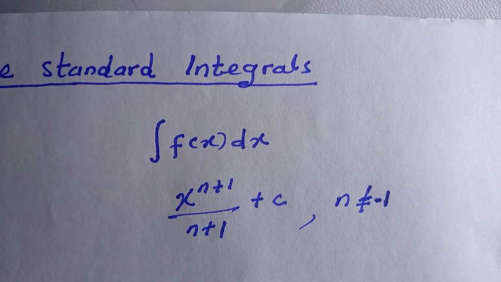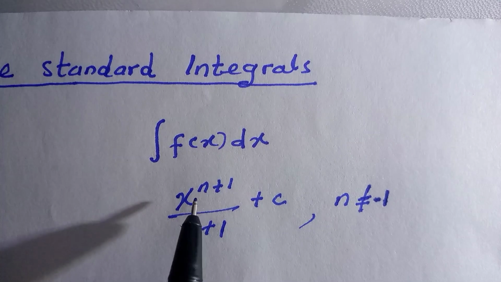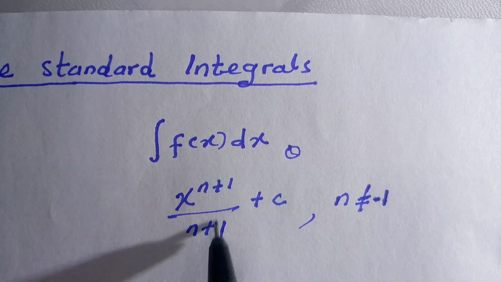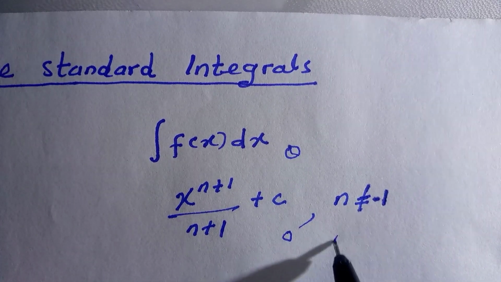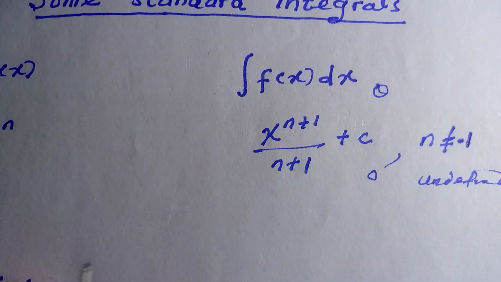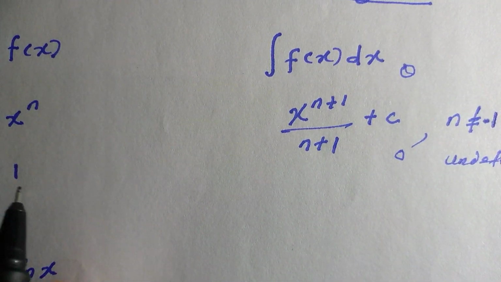If n equals minus 1, it will not work, because we are going to have an undefined expression. If we divide anything by 0, we are going to have undefined. So that is why n must not equal minus 1. While the second one is 1, so if you integrate 1, you are going to have x.